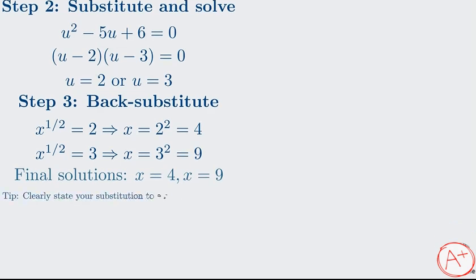Both values of U were positive, so both lead to valid real solutions for X. In a 9709 paper, this would typically be worth 3 or 4 marks. Always show the substitution clearly to secure the method marks.